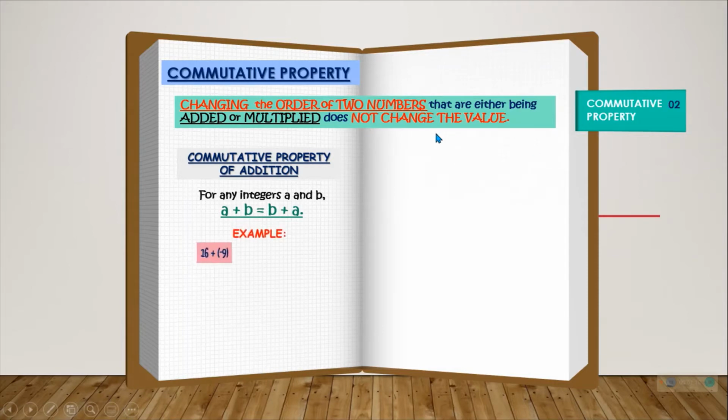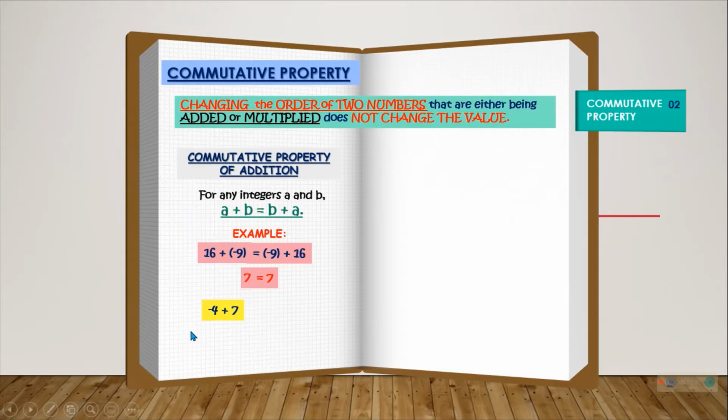For example, 16 plus negative 9 is equal to negative 9 plus 16. So, kung makikita ninyo, nagpalit lang sila ng lugar. But still, 16 plus negative 9 is equal to 7. And then, negative 9 plus 16 is also 7. So, they are equal.